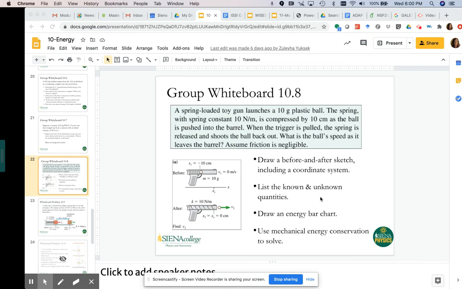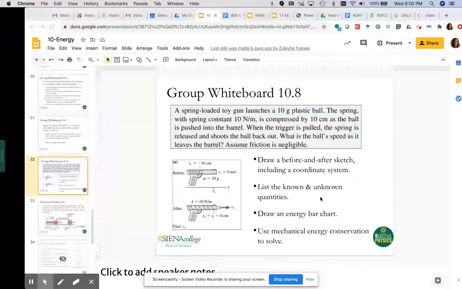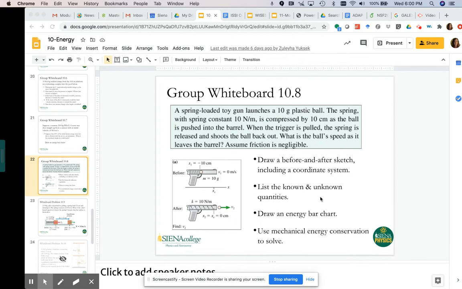Hey, this is group whiteboard problem 10.8. So we have a spring-loaded gun that launches a 10-gram plastic ball. So that is 0.010 kilograms.